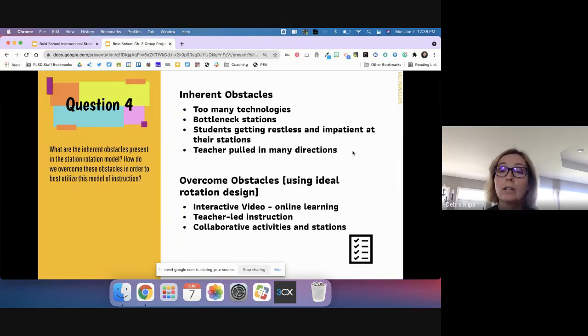They lose their concentration and what they're supposed to do. To overcome the obstacles, he suggested using the ideal rotation design, which is having an interactive video, which again is 2 to 3 minutes long, and then having a teacher-led instruction group, and then having a group where there are collaborative activities for the students to do.